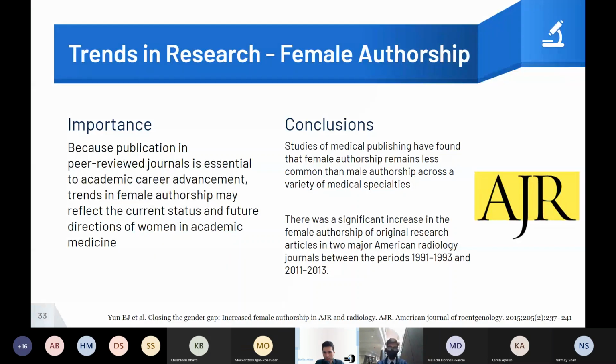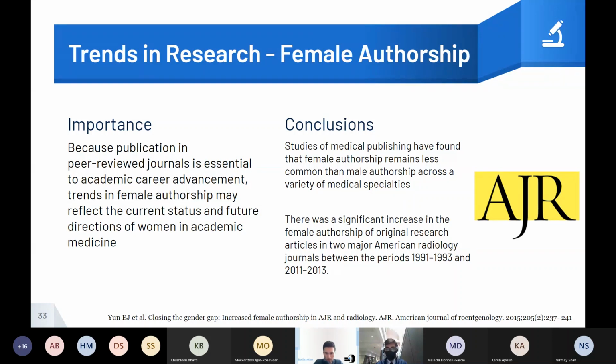Another important trend I want to talk about is female authorship. How many female researchers are primary authors and publishing in high impact journals like AJR or Radiology? And this is really important because publication in peer-reviewed journals is very essential to academic career advancement. So this research gives us information on the trends in female authorship, and they reflect the current status of females in radiology research and the future directions of women in academic medicine.